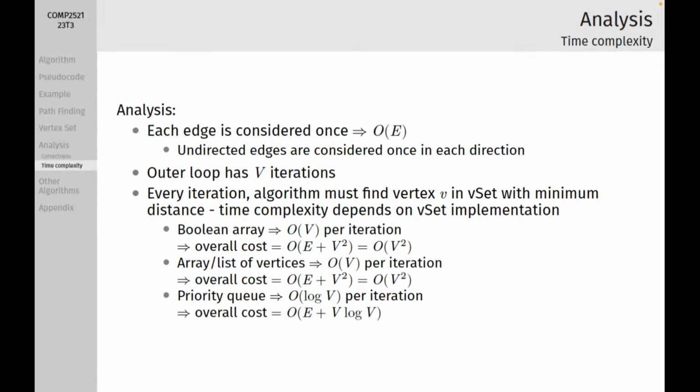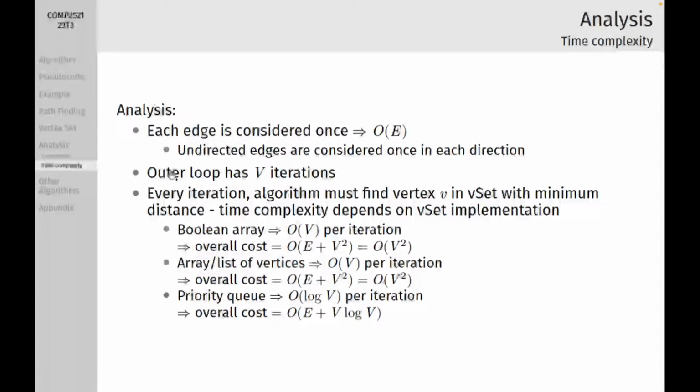All right, so now for analyzing Dijkstra's algorithm. What does Dijkstra's algorithm do? Well, it considers each edge once, because for every vertex in the graph, it considers all the edges from that vertex. So in total, that's E edges. And if your graph is undirected, then it'll consider each edge once in each direction, but that's just 2 times E, which is just O of E. So this part contributes O of E.